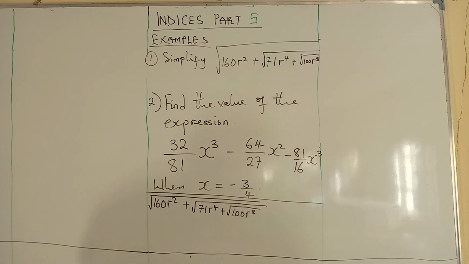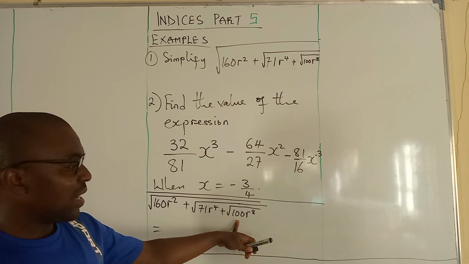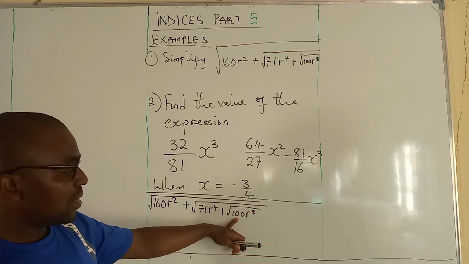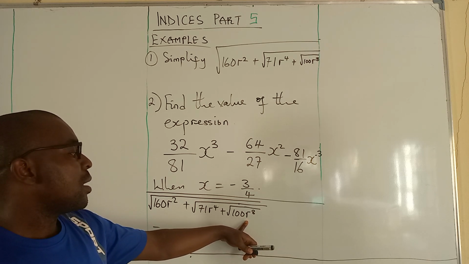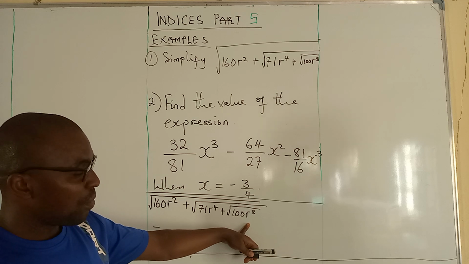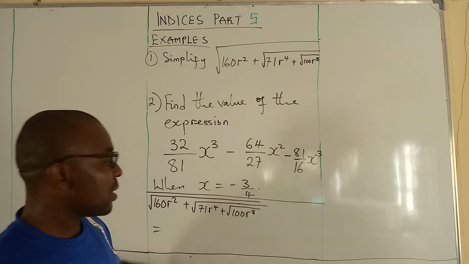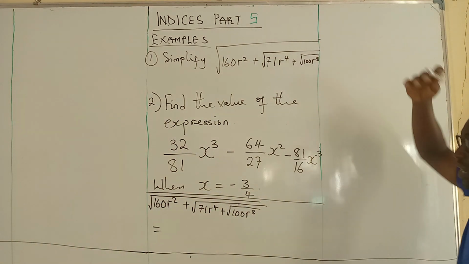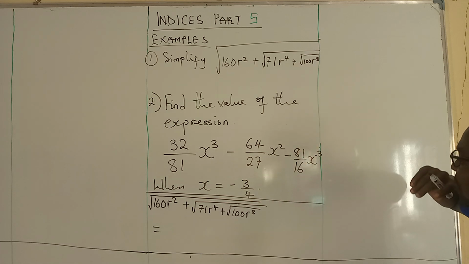To solve a question like this, we first of all find the square root of 100r raised to power 8. The square root of 100 is 10, and the square root of r raised to power 8 is r raised to power 4. How did I know that that's the answer? From our knowledge of indices, square roots. That's why I'm saying you should go through Parts 1, 2, 3, 4 before coming back to Part 5.